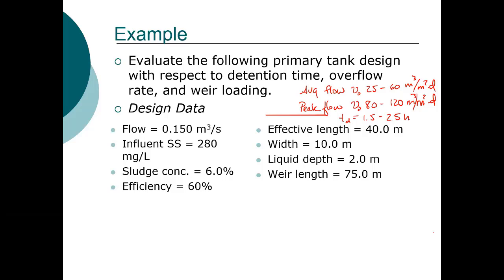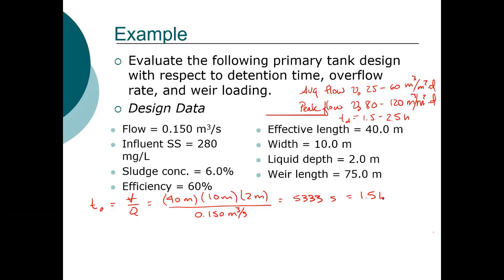In terms of the calculations, these are identical to what we've done before. Our detention time is simply the volume divided by the flow rate, and that is 40 meters by 10 meters by 2 meters divided by our flow rate, and that is 5,333 seconds or 1.5 hours. It's right where we want to be.